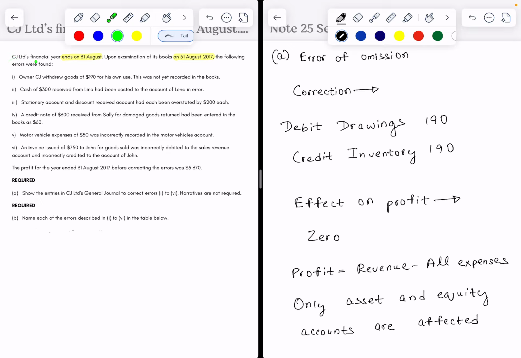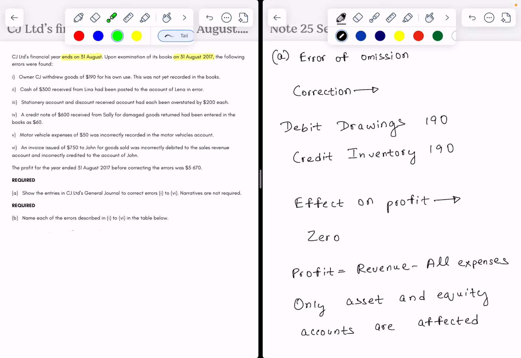CJ Limited's financial year ends on 31st of August. Upon examination of its books on 31st of August 2017, the following errors were discovered. So here you can see we have discovered 6 different types of errors, and we are also given the draft profit before the correction of these errors. And the requirement in part A of the question is to prepare the necessary journal entries to correct these errors, and in part B is to identify these errors. So let's go through each of these errors.